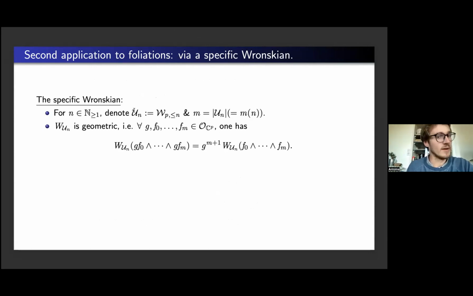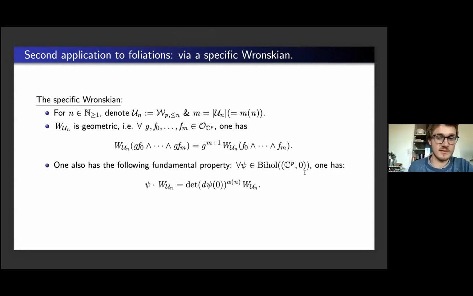As I said, since U_n is a full set, the pure generalized Wronskian associated to it is geometric. So I recall that it satisfies this functional property, this homogeneity property. But it has a further very nice property: if you let the group of biholomorphisms of C^p act on it, then we recover the same Wronskian with a constant that is the determinant of the differential of our biholomorphism at 0, elevated to a certain power.